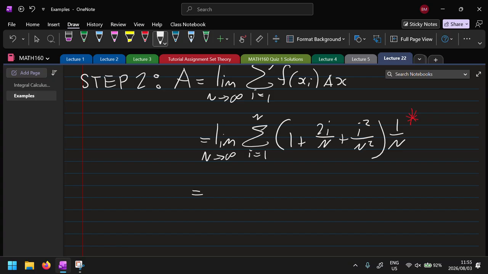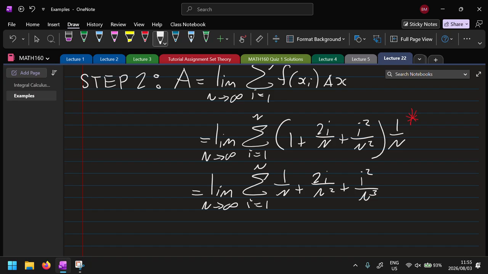Okay, once we've substituted everything, we're going to take that 1 over n, the delta x from the outside, and distribute it onto each term. Right, I'm not going to write down the explanation for each step, but if you want to make a little note, distribute and so on, just make a little note on the side. So we're going to distribute the delta x. So that will be 1 over n plus 2I over n squared plus I squared over n cubed.